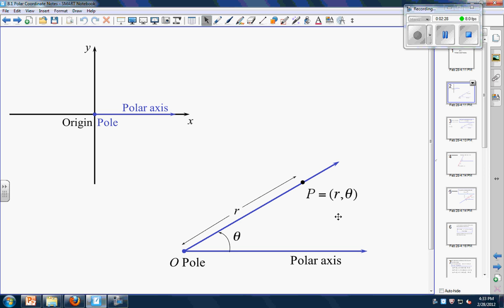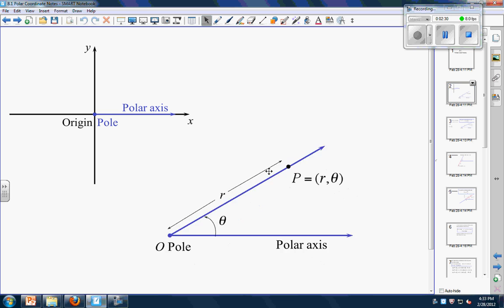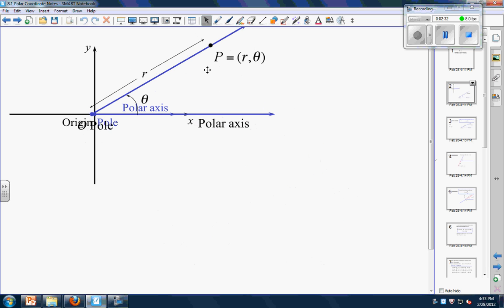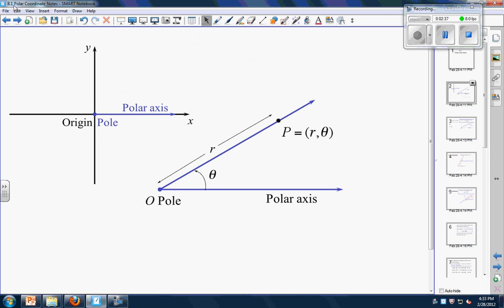So if you want to think about it, what you're really doing is you're taking this guy, you're matching those up, and you're graphing something like that. Okay, so there are some connections between these.